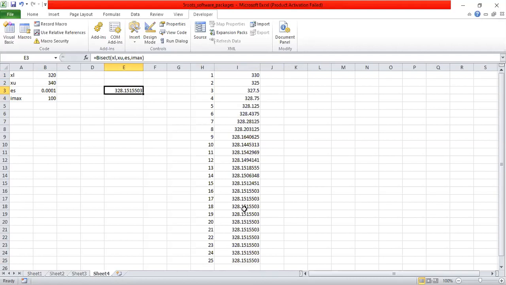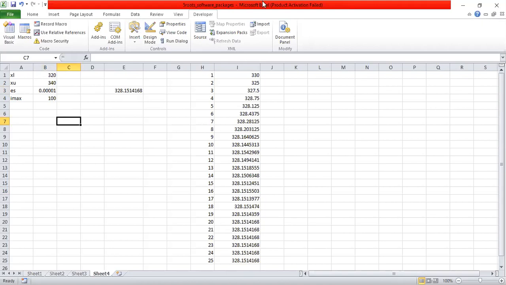So these were the iterations the VBA code went through in order to get to this value. It got to this particular value, I think, at the 16th iteration, because at that iteration the error is less than 0.0001. Let me try to increase the accuracy. Okay, I've increased the accuracy, and we have a much more accurate estimate of the root.